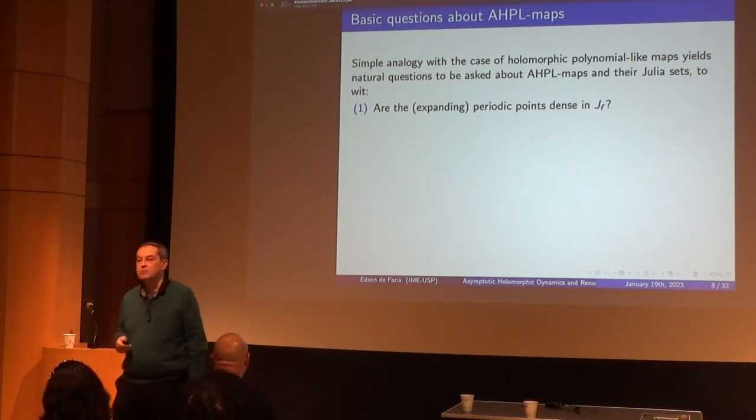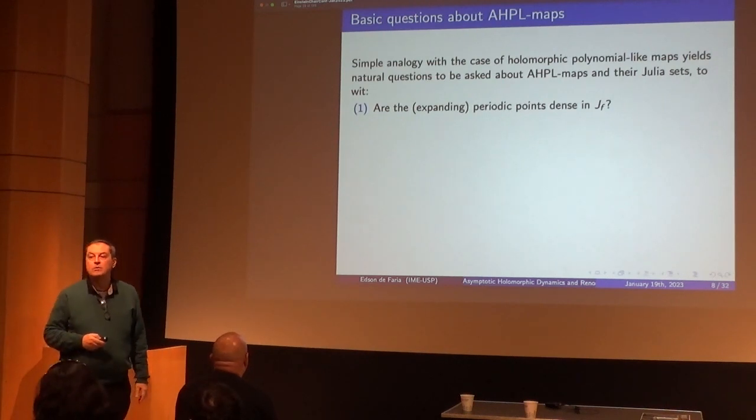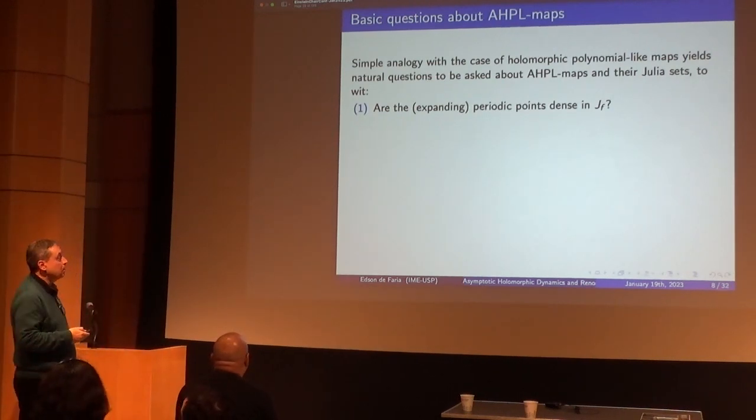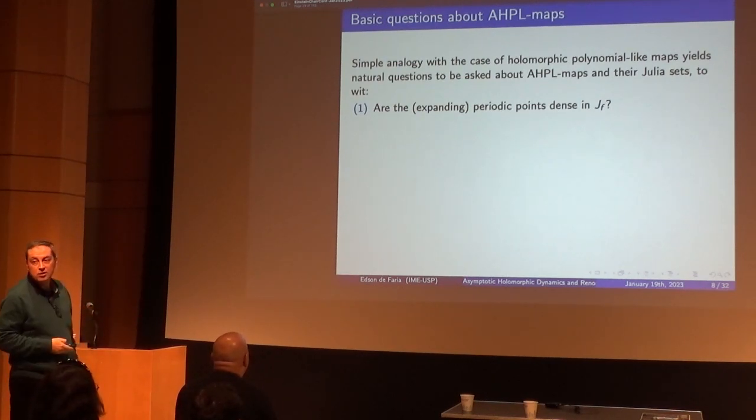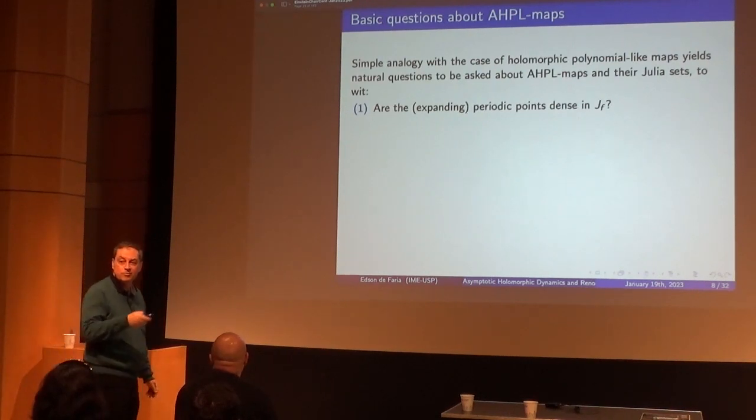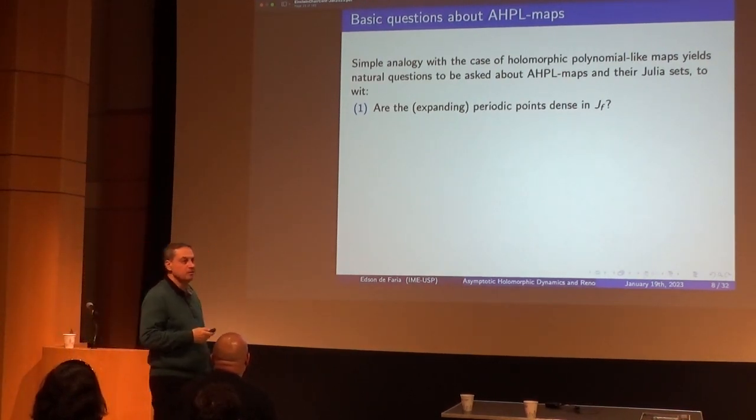You're assuming no attracting periodic objects in the filled-in Julia set. Well, I'm talking about the Julia set, not the filled-in Julia set. You're not going to find an attracting periodic point in the Julia set.